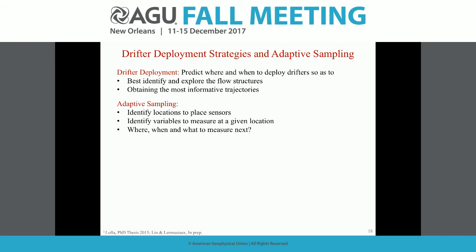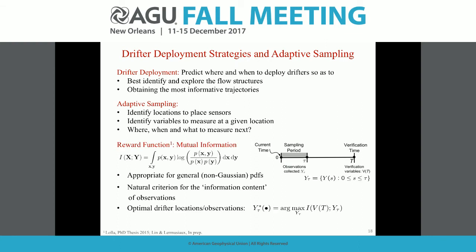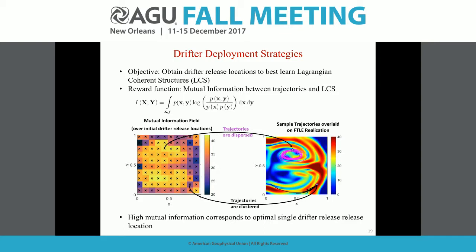So the reward function that we use is essentially mutual information, which is appropriate because we want to capture the non-Gaussianity, and it's an ideal criterion for capturing the information content of observations. So if we want to find out what are good locations to deploy drifters from, I can measure the mutual information between all the model trajectories and perhaps the coherent structure, the flow structure that I'm after. So here I show on the left the mutual information field between all of my drifter trajectories and the FTLE field, that I show on the right for a particular realization. The shades of yellow mark higher mutual information, locations where I actually want to deploy drifters from, where purple is the places where I would not ideally want to launch drifters from.